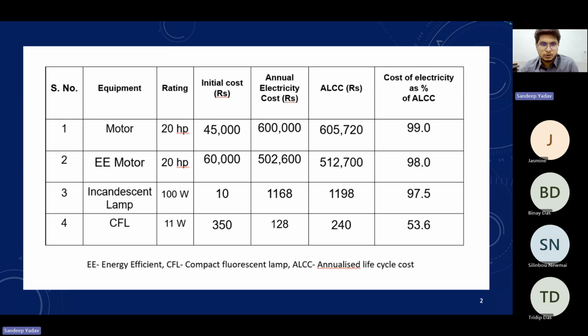So you should always consider high star rated equipment if you're considering the electricity bills associated with it. You can calculate it for any equipment you use at home, like a refrigerator or a fan, and easily say which equipment you should invest in. Similarly, in that case, it compared the incandescent lamp and the CFL, and the motor and the energy efficient motor. So this has been a case compared.